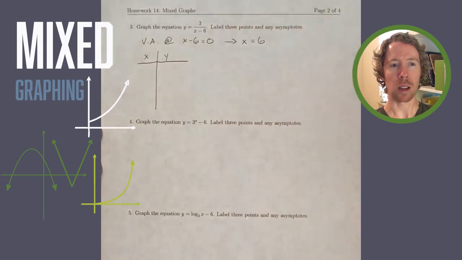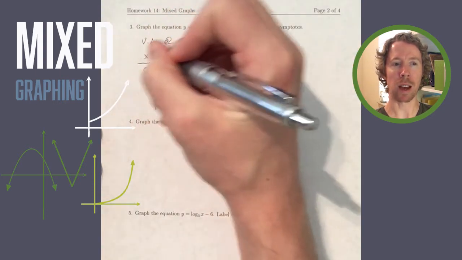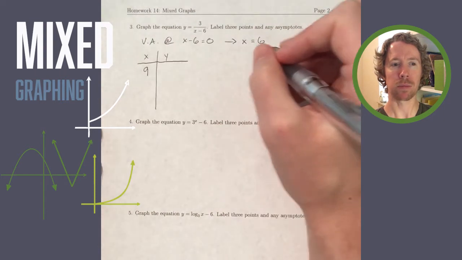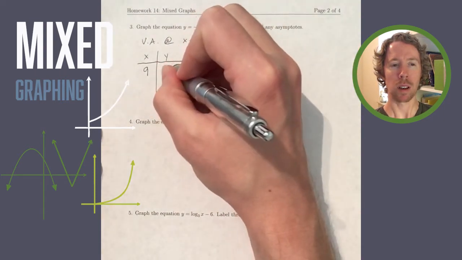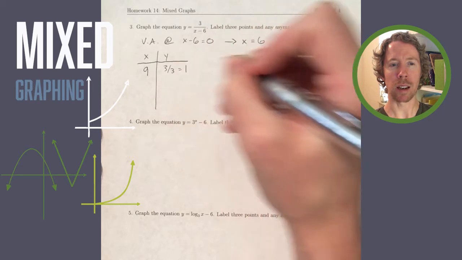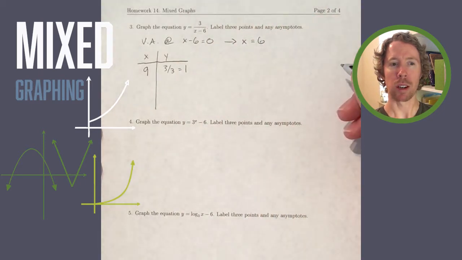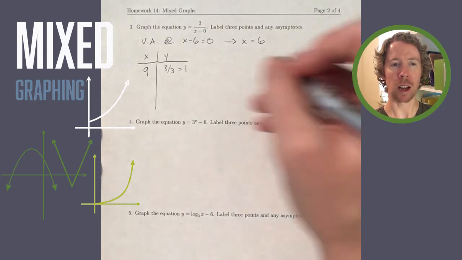Now I'm going to figure out where some points happen to the left of that and to the right of that. If I plug in x equals 9, I get y equals 3 over 3. So I'm going to try to choose x values that give me nice y values if possible. And x equals 9 gives me a nice y value of 1.